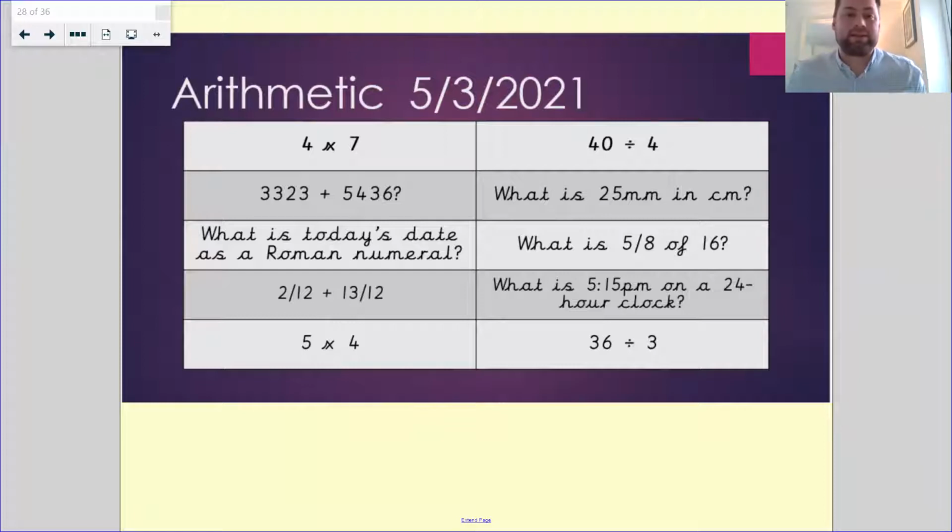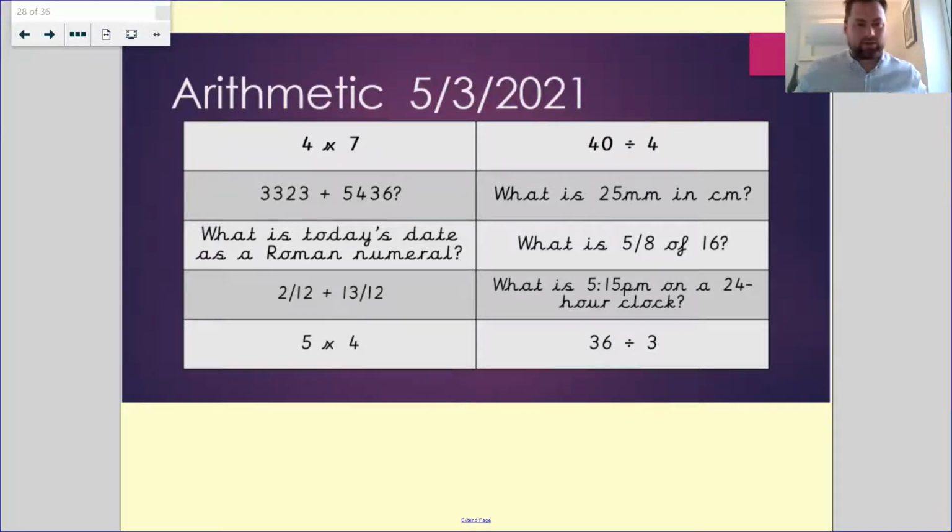Okay, let's go through the answers then. 4 times 7 is 28. 3,323 plus 5,436 will give you 8,759. Today's date as a Roman numeral is V, 3 I's, and then 2 M's, and then 2 X's and a 1. So it reads like that.